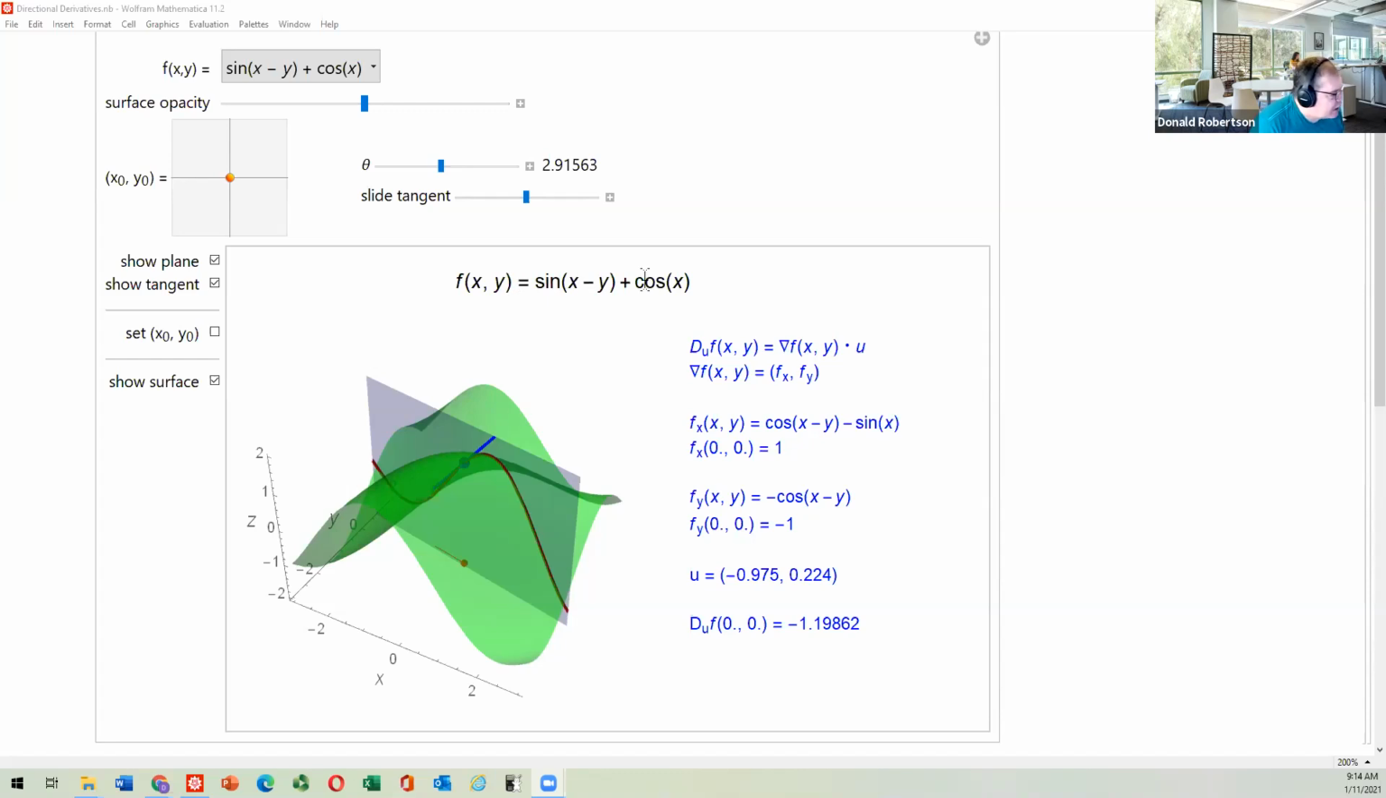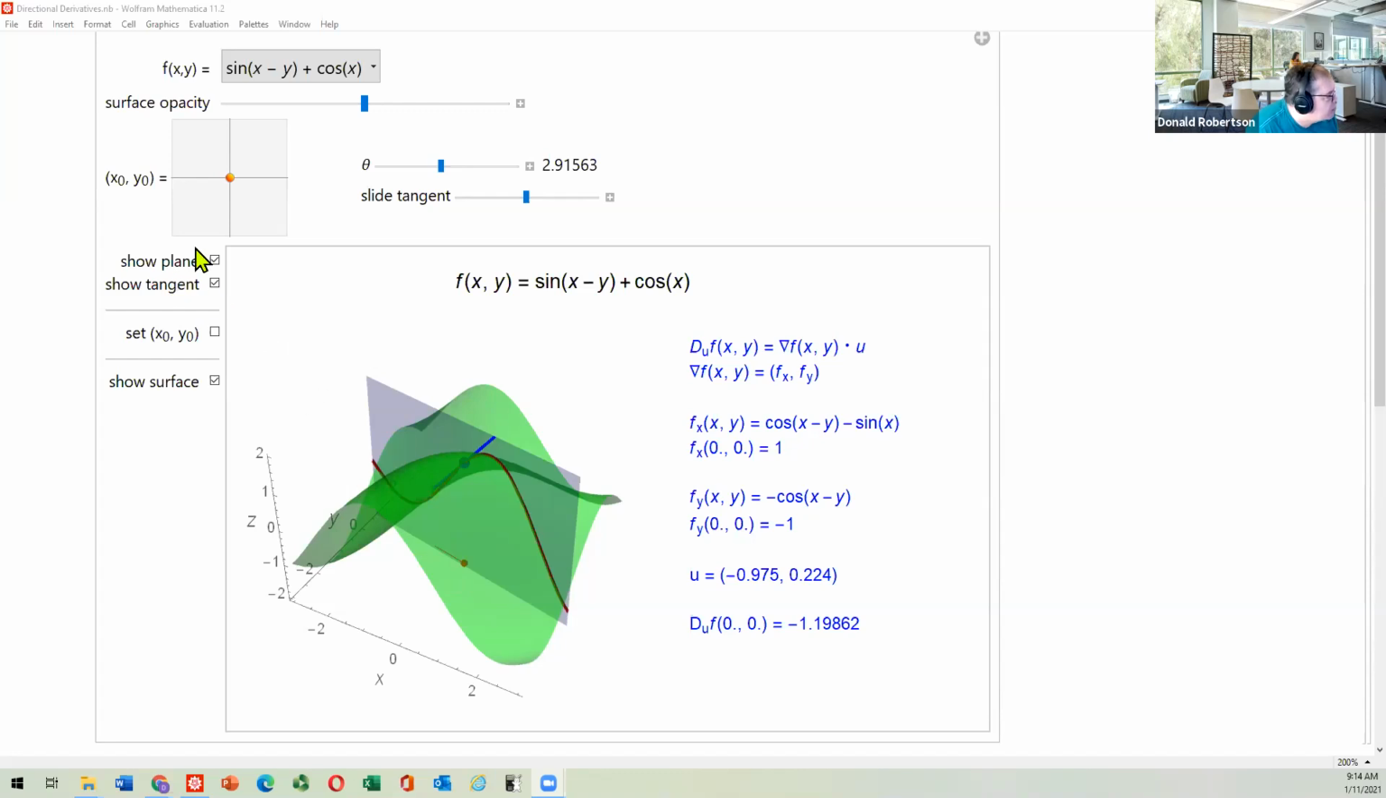So imagine this is your function. And you want to know a directional derivative to this function at a given point, x naught, y naught, just right now it looks like it's the origin. It is. And going in an angle of, in this case, 2.9 radians. So imagine that's the point that you're interested in.